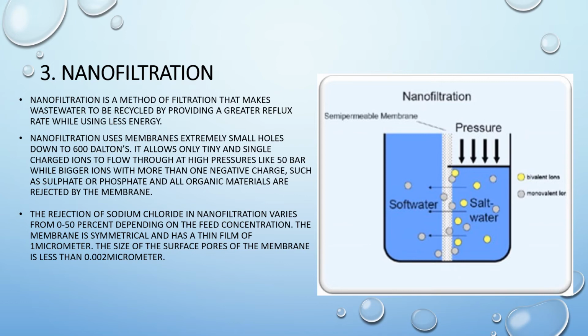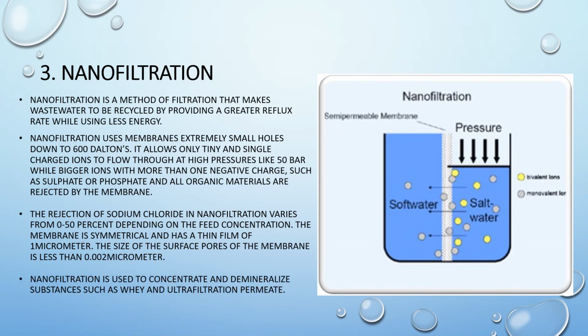The membrane is symmetrical and has a thin film of 1 micrometer. The size of the surface pores of the membrane is less than 0.02 micrometer. Nanofiltration is used to concentrate and demineralize substances such as whey, as in ultrafiltration.